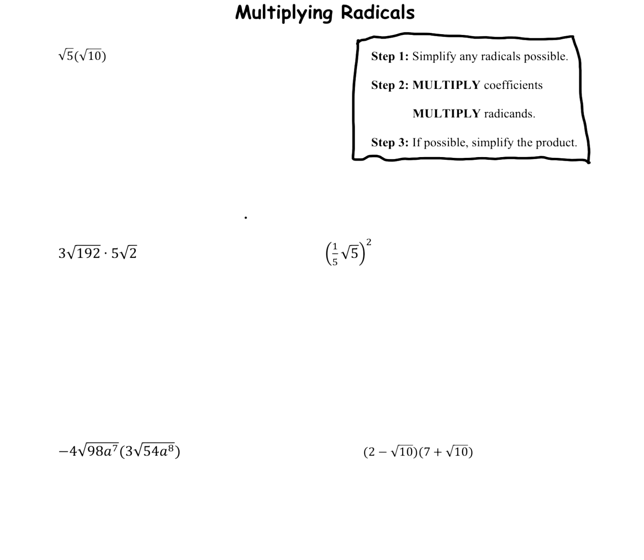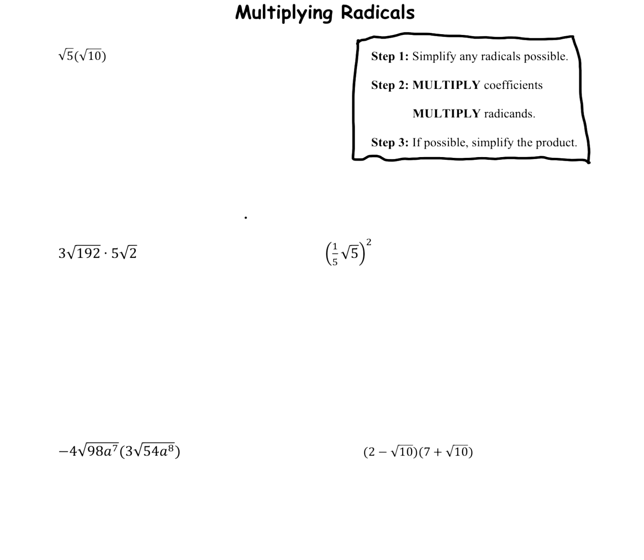Step 1 and step 2 are really interchangeable. I just recommend simplifying any radicals first because it lets us work with smaller numbers, which is easier and you're less likely to make a mistake with smaller numbers. So looking at the first one, radical 5 times radical 10. Step 1, simplify any radicals possible. Well, radical 5 and radical 10 we can't simplify anymore, so that's done.